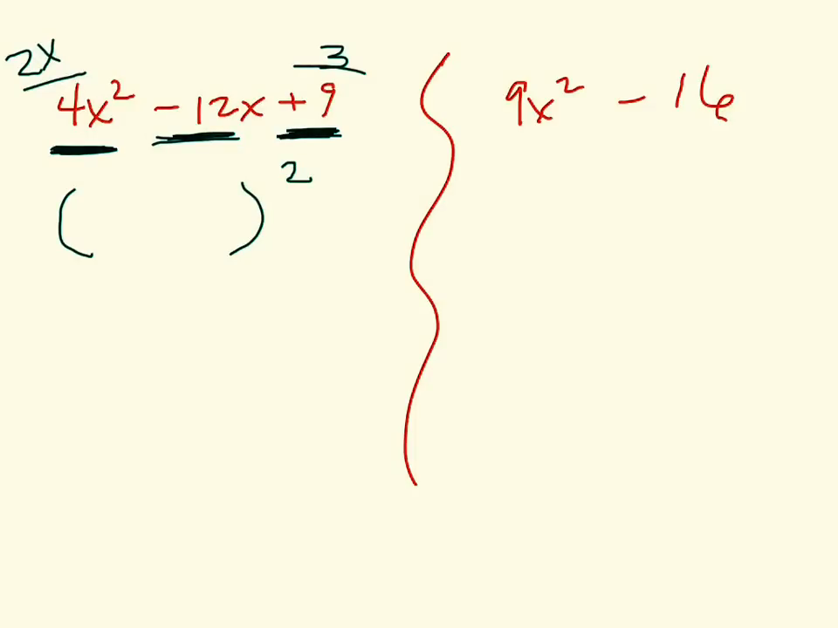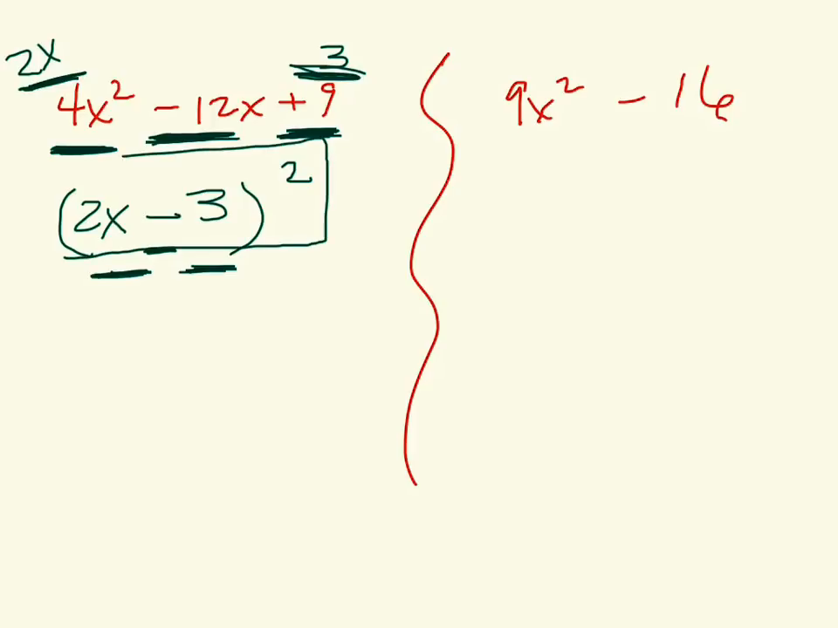It can be factored the shortcut method by saying, hey, this first term is this root, 2x. This last term is this root, 3. And what was this sign right here? This sign was the sign of this one. It's minus. So this should be 2x minus 3, the quantity, squared. Okay, right here.